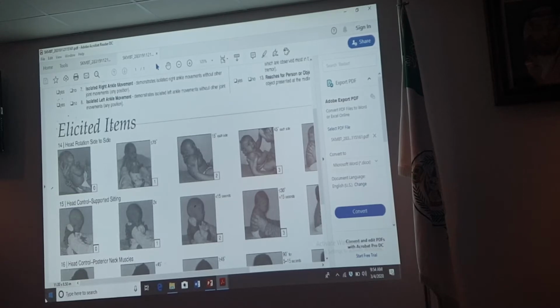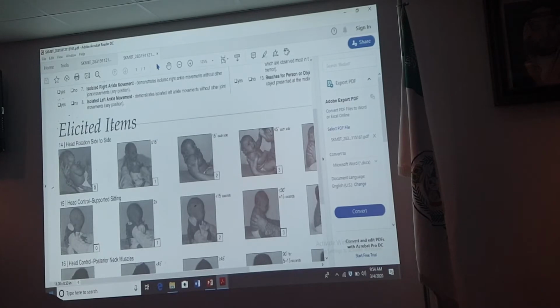Okay, so now we come to the elicited items. So the first item is self-explanatory from the picture. You see over here number 14, the head rotation side to side. And you have a position here showing how you will hold the baby. After holding the baby, you see whether the child is moving side to side less than or equal to 15 degrees. Look over here, the child is moving 15 degrees on each side. Look over here, 45 degrees on each side.